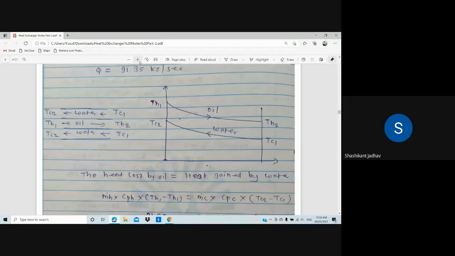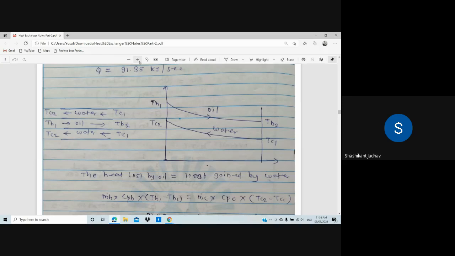That is the graphical representation. Okay, and we know that whatever heat the hot fluid loses, the cold fluid gains the same amount of heat. So we can write: heat lost by the oil is equal to heat gained by the water. Oil is the hot fluid, so oil loses heat and water gains heat. So we have to equate those two equations, and from those two equations we can easily find out the value of m dot c.